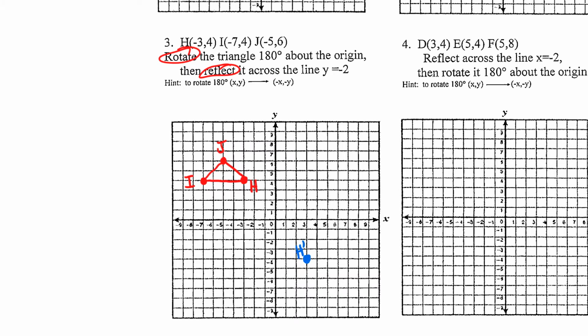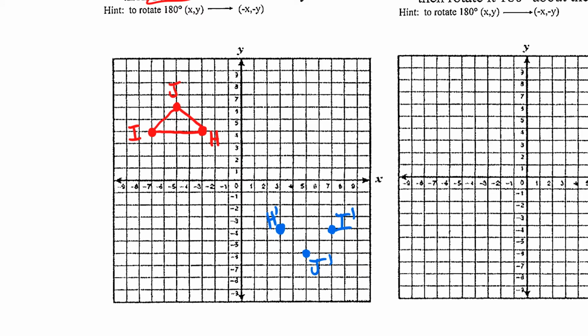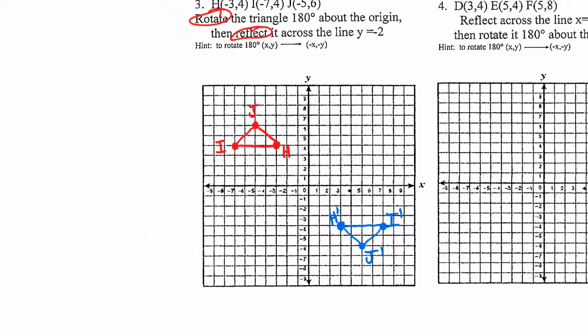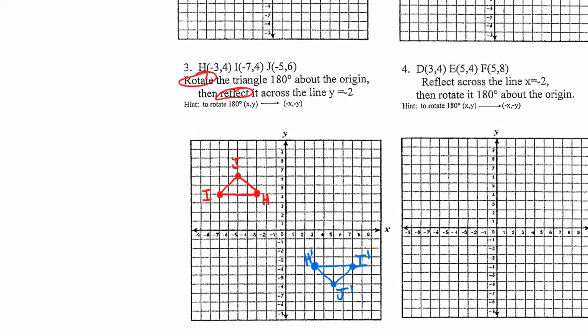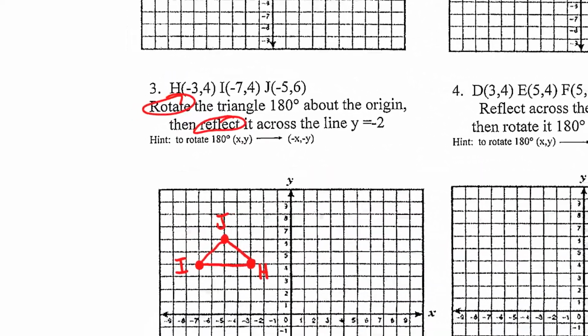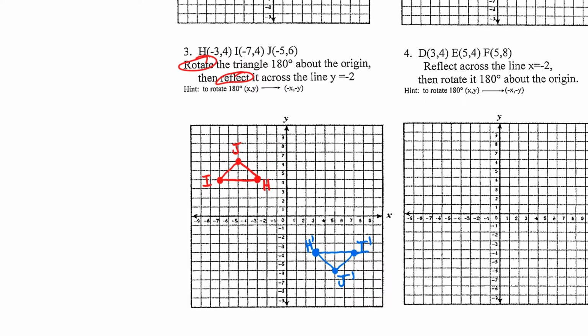Okay, where's I prime going to be at? +7, -4. Good. And then where's J prime going to be at? +5, -6. Okay, good. And if you have different color pens or something like that, that would be awesome if you could use that for each one. Okay, so we did the rotation. Now we're going to do the reflection, right? Across the line y equals -2.